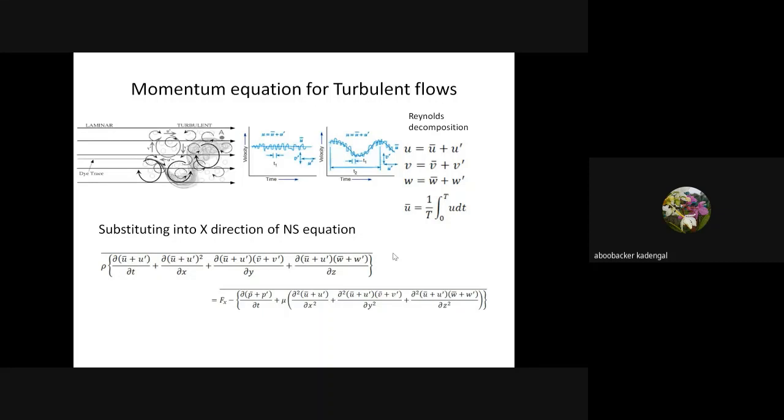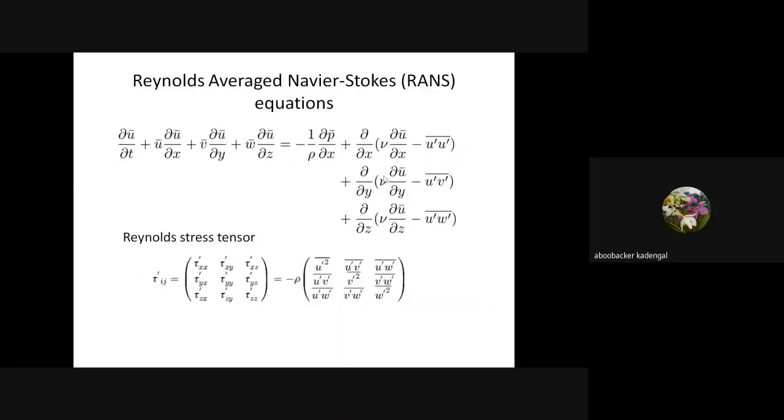That is the basis of the turbulent flow model. After substituting, we get an additional term here: minus U dash U dash, minus U dash V dash, minus U dash V dash. These are the terms that came into the equation due to the fluctuating component. This is similar to an additional stress, so that's why it's called the Reynolds stress tensor.